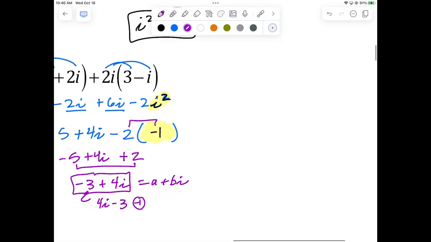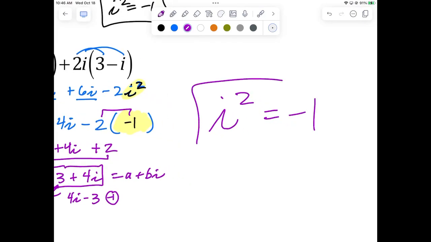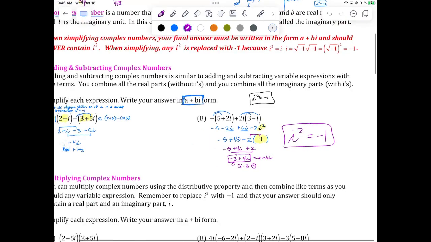All right, what's i squared equal to? -1, yeah. Like, tattoo that on the back of your eyelids so you can see it every time you look out. i squared is -1.